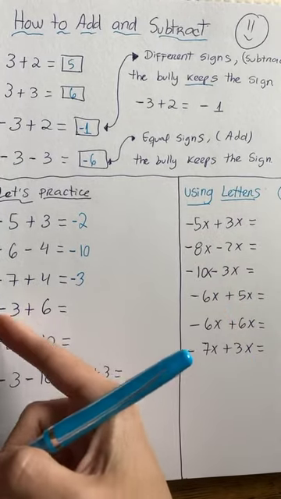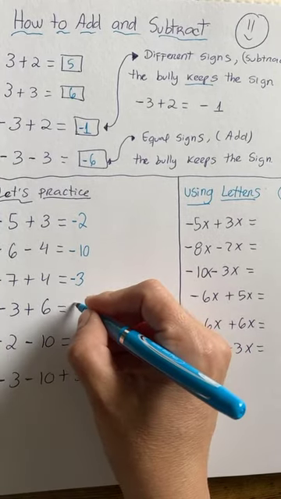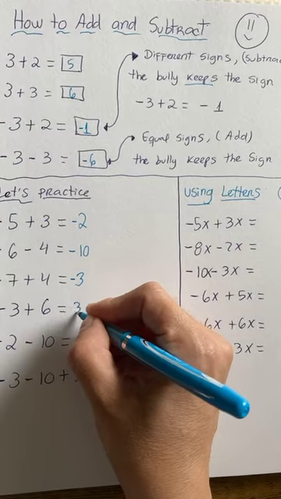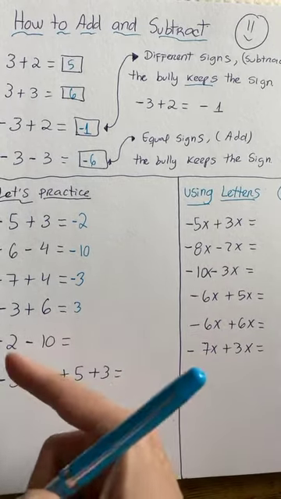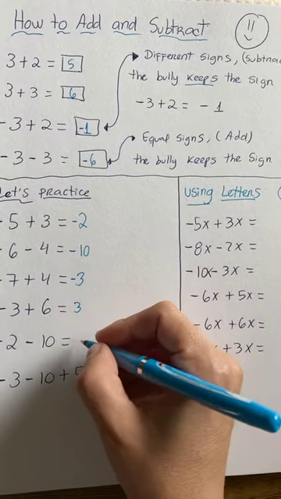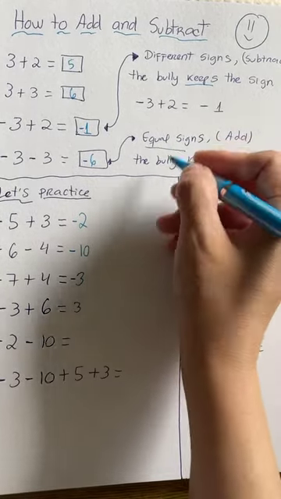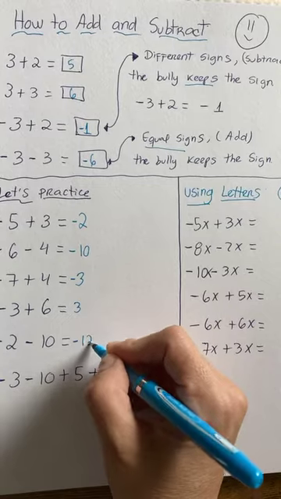Negative 7. Negative 3 plus 6, that's going to be equal to what? 6 minus 3 is 3, and 6 is the largest number, so you keep the positive sign. Negative 2 minus 10 is going to add, because it's equal signs, and it's going to be negative 12.